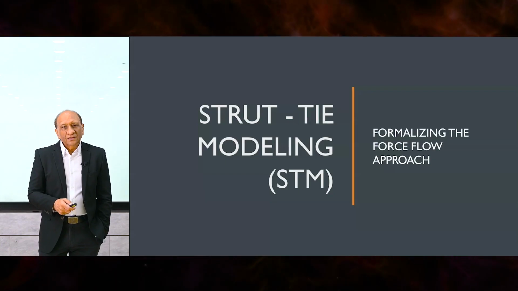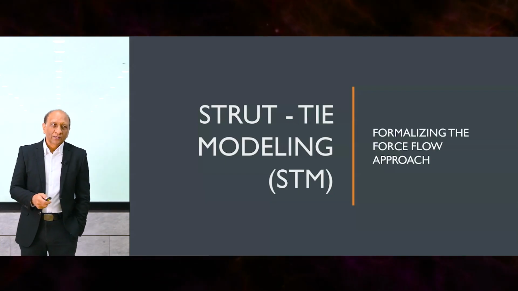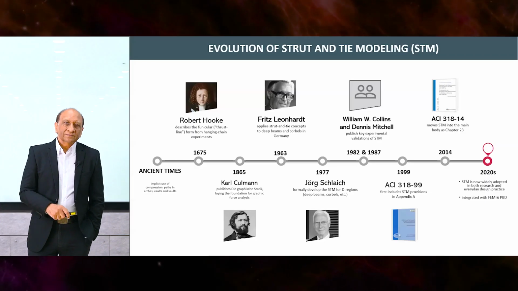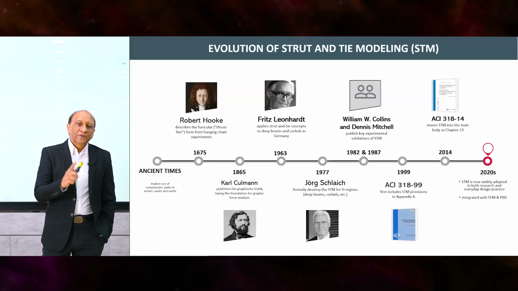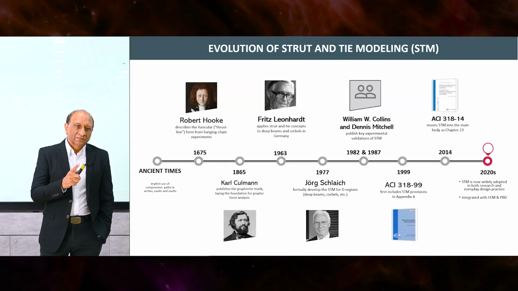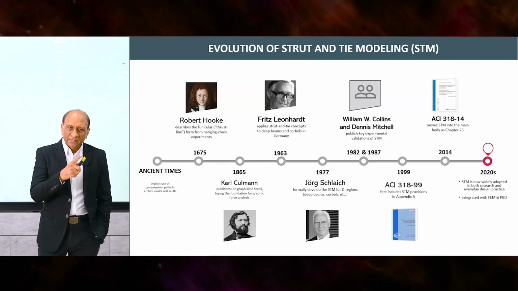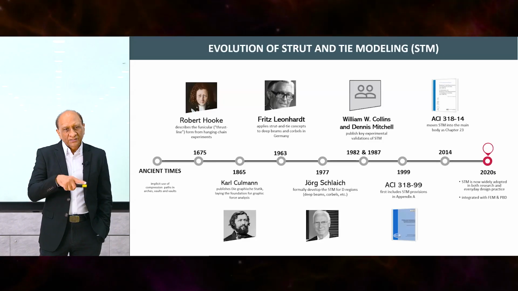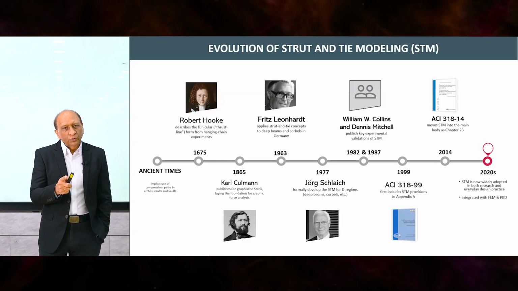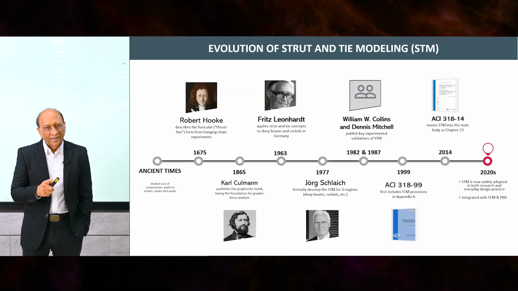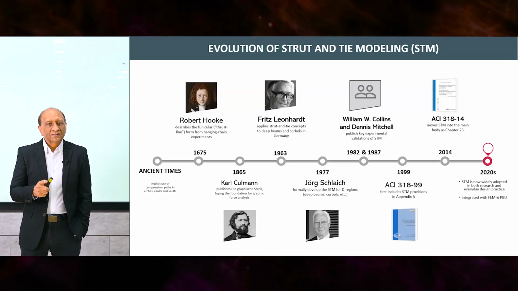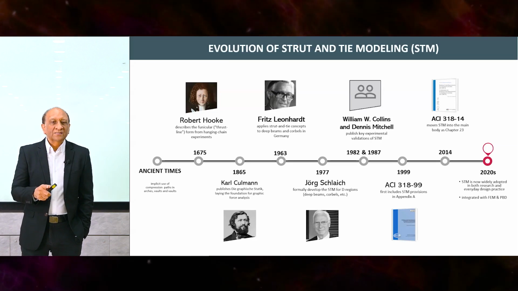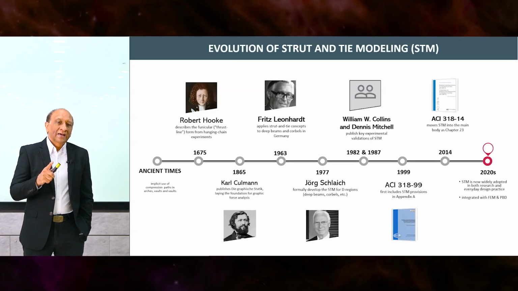So let's formalize now the strut and tie modeling based on all the things that we have said so far. And once again, these are the people who helped develop it. This started at the same time as Hooke, because he gave the idea of the reversing thing with tension and compression. But the people who really made it possible were Leonhardt from Germany, and later Schlaich. These two people, both from Germany, really brought this idea back from the old days and revived it.